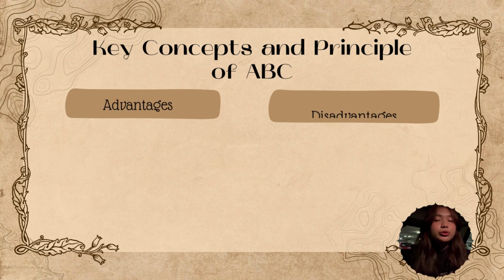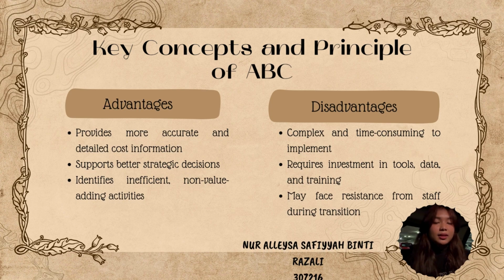Now let's move on to the advantages and disadvantages of ABC. One of the most significant advantages of activity-based costing is that it enhances the accuracy of cost information. Because ABC traces costs directly to the activities that generate them, it avoids the misleading averages that occur in traditional costing systems. This leads to a more realistic and detailed understanding of product, service, or customer costs.